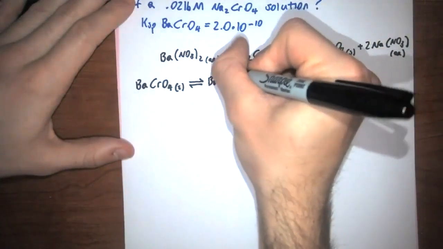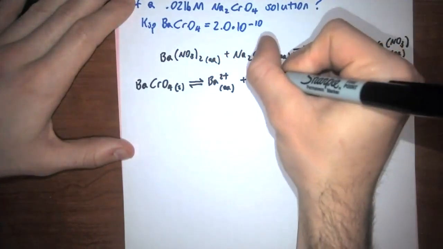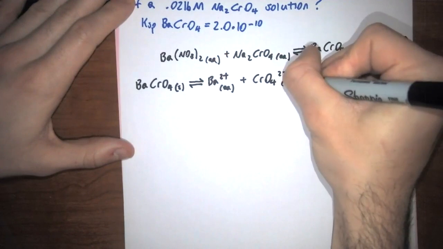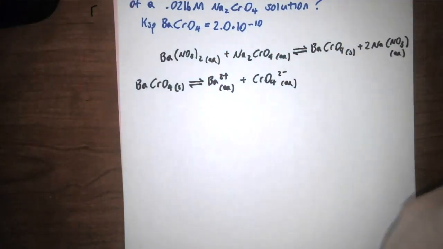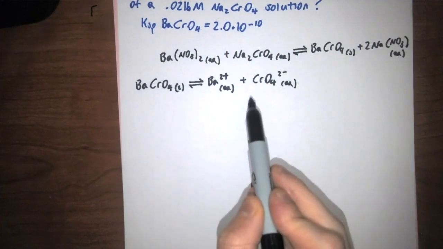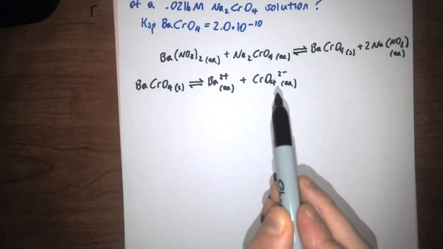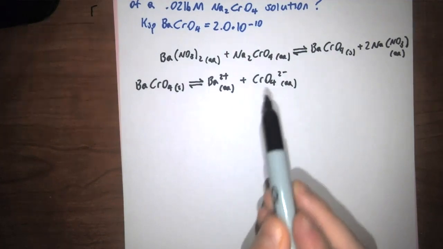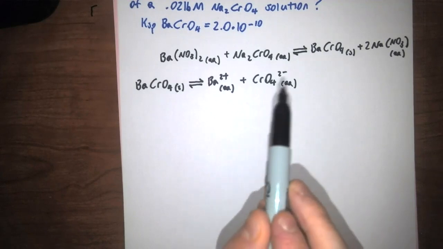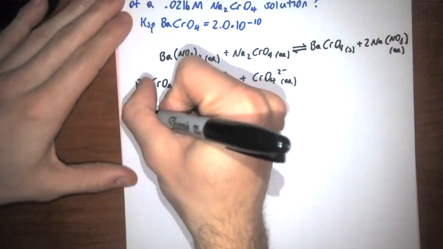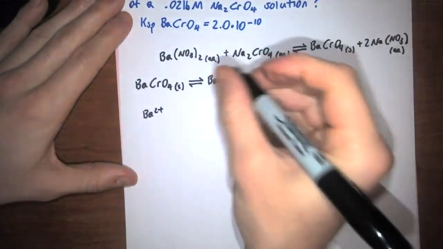Barium 2+, aqueous, and chromate 2-, aqueous. But we really don't know the way our chemical reaction is going to go, right? We have this first reaction, and now we have this. But which way is this going? Well, if you don't know, we can always look at Q and compare that to K, but we need to look at the concentrations of each first. So let's look at barium 2+. Let's start with the barium ion.